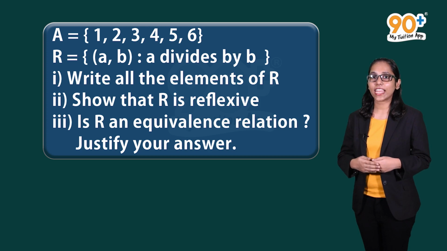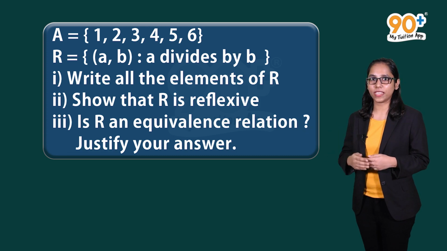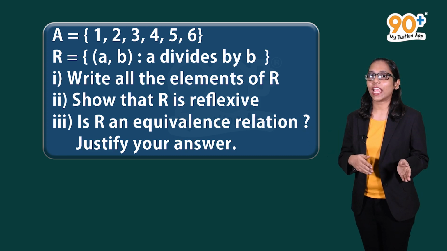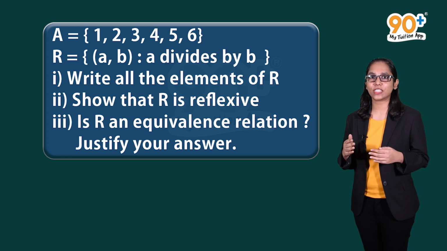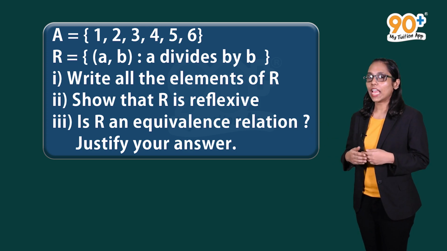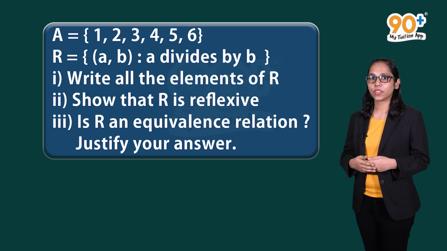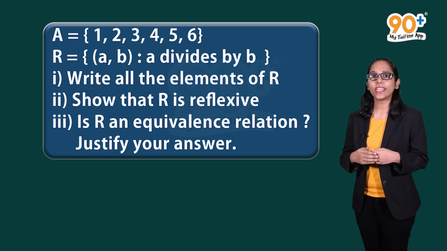From the question, it is given that R is defined as: if you take any two elements from set A, namely a and b, then b by a should be an integer. Now let's solve our first question, that is, write all the elements of R. That is, set A equals {1, 2, 3, 4, 5, 6}. So we need to check all the elements which are related to each other.